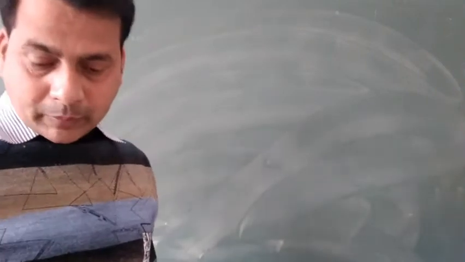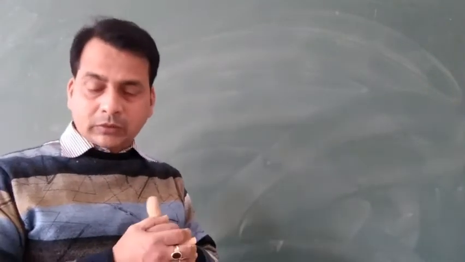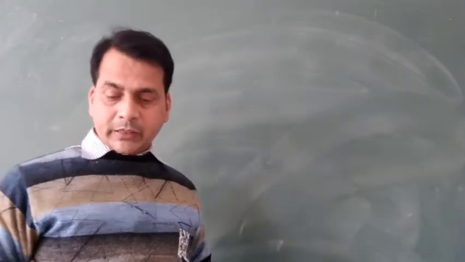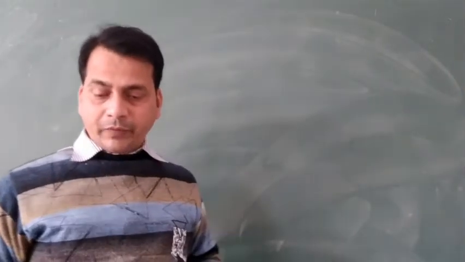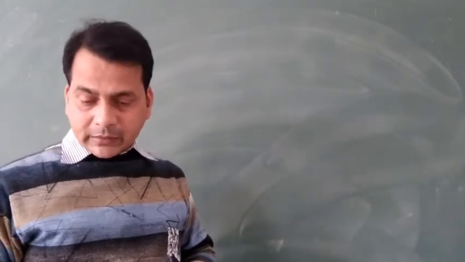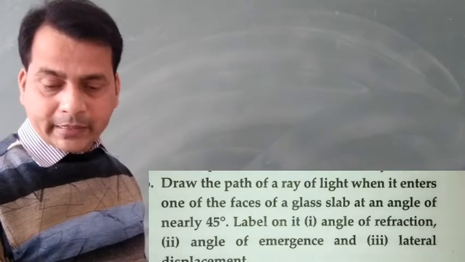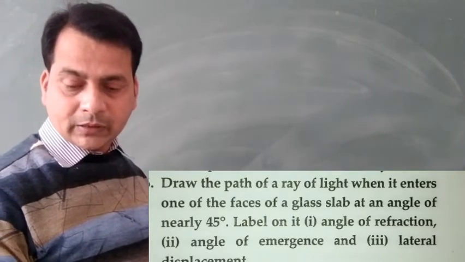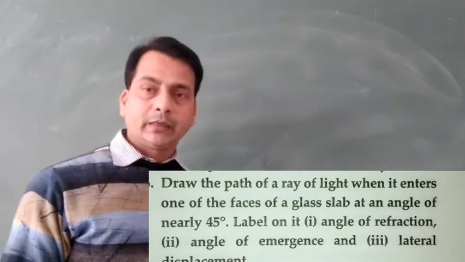Next question, question number 26. Draw the path of a ray of light when it enters one of the faces of a glass slab at an angle of nearly 45 degrees. Label on it the angle of refraction, angle of emergence, and lateral displacement. So draw the path of a ray of light when it enters one of the faces of a glass slab at an angle of 45 degrees.